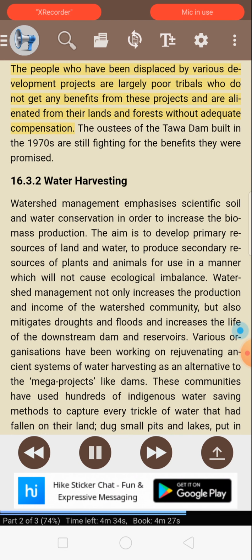The people who have been displaced by various development projects are largely poor tribals who do not get any benefits from these projects and are alienated from their lands and forests without adequate compensation. The oustees of the Tawa Dam built in the 1970s are still fighting for the benefits they were promised.